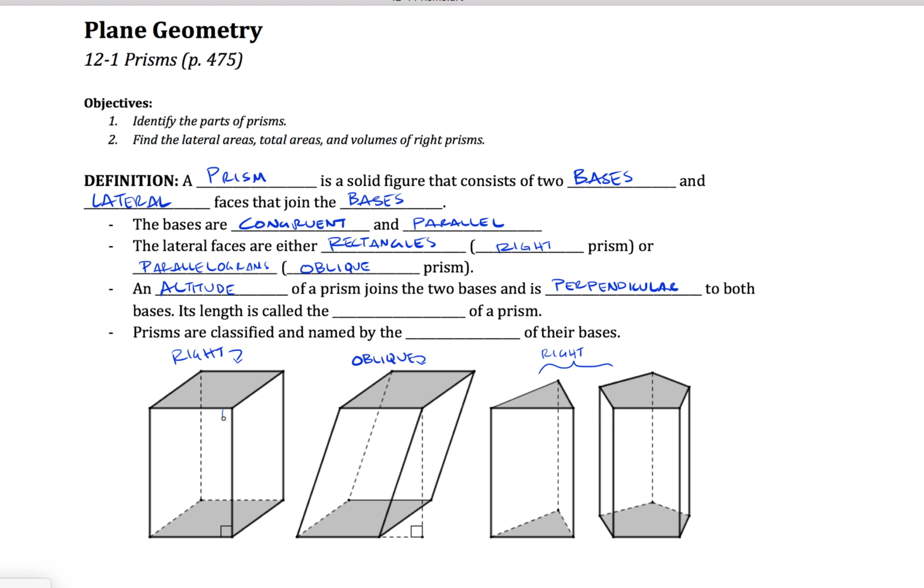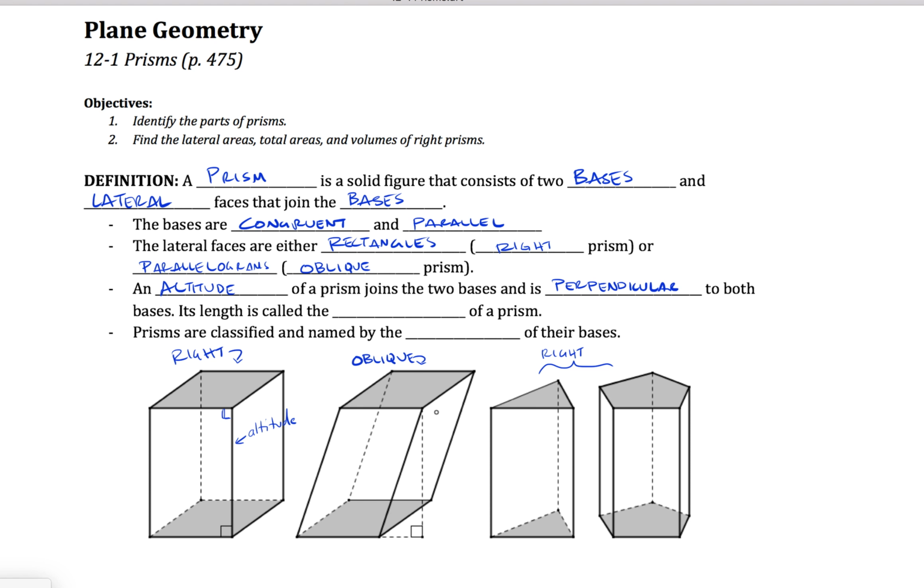And even though I didn't draw it, since this is a rectangle, we can say that that is going to be perpendicular to both of those bases. So this fits the definition of an altitude. So this thing right here could be considered an altitude. Let me just write that in real quick. In any right prism, those edges along the sides of the lateral faces are going to be considered altitudes of the right prism.